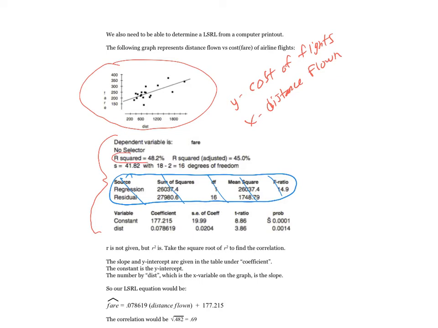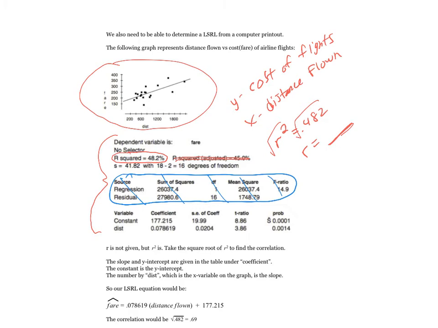R squared, we need that, okay? So you can picture that as R squared. And we've worked with r, the correlation, so you could find r by taking the square root of R squared. Okay, so that would be how we would find r. So that is on the table. There's an R squared adjusted here. We don't use that. Okay.